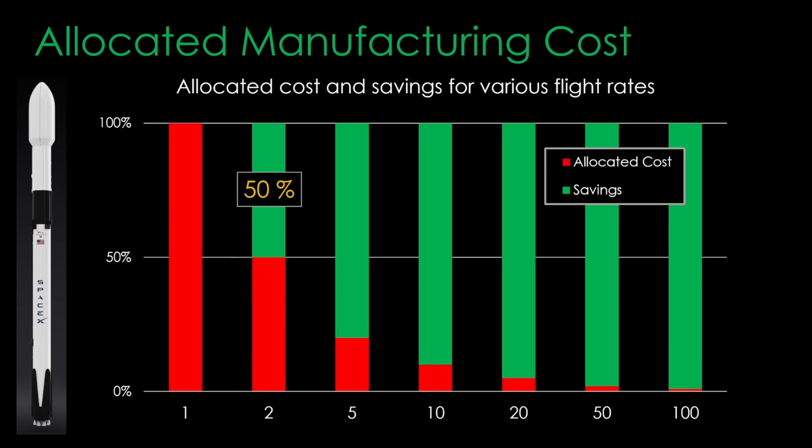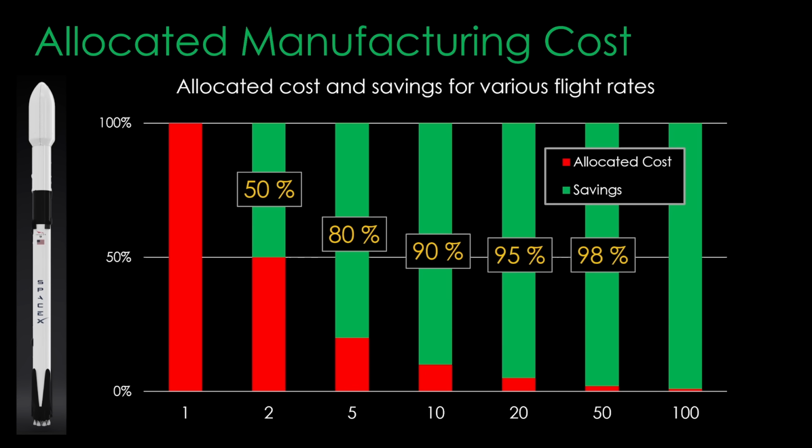If we fly twice, we save 50% of the cost, and by the time we get to 10 flights, we've saved 90% of the cost. The savings increase as we fly more, but they are small increases after 20 flights. The point is that with a reusable component, the allocated manufacturing cost goes down quickly, and if you can hit even 10 reuses, it's not a major factor in a partially reusable system like Falcon 9. You should look elsewhere for additional savings.